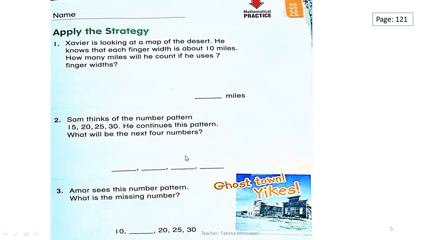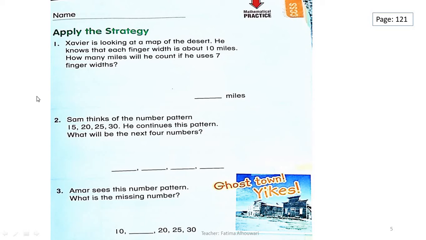Let's complete page number 121. Let's solve the first problem. Zabir is looking at a map of the desert. He knows that each finger width is about 10 miles. How many miles will he count if he uses 7 finger widths?